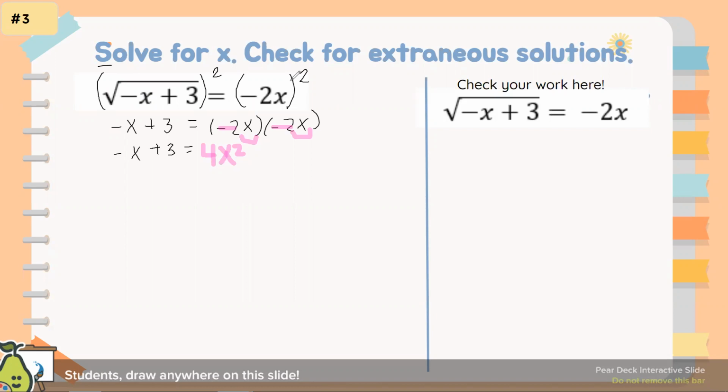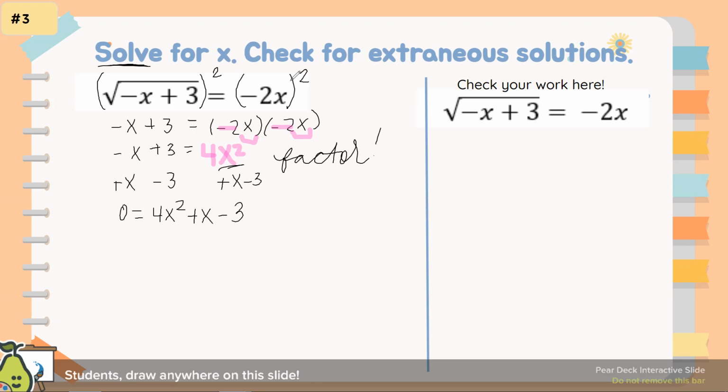Remember, we have to solve, and we have an x squared. That means we're going to need to factor. So move everything to one side. I like to keep my x squared positive, so I'm going to add x and subtract 3 to both sides. So now I have 0 is equal to 4x squared plus x minus 3.